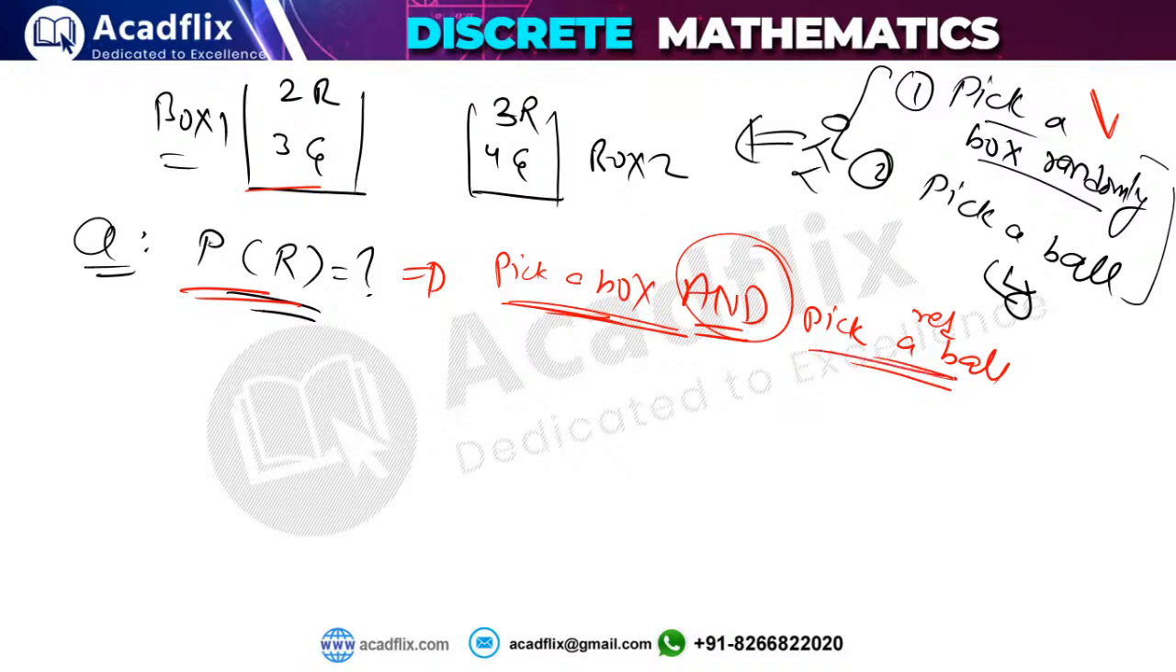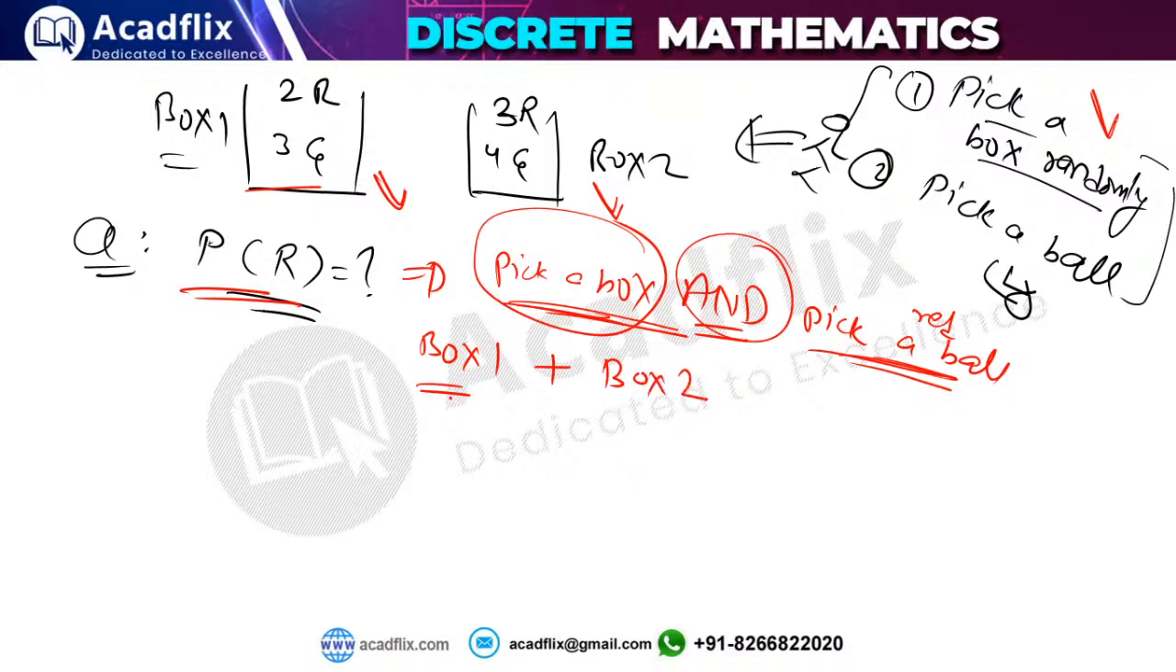Okay, then you can pick a red ball. Then you need to pick a red ball. So what you can do, either you can pick box 1 or you can pick box 2. When you are picking a box, either you can pick box 1 or you can pick box 2. Basically you can do like this: either box 1 or, meaning plus. I told you in the summation rule that for "or" this summation will come. So either you can pick a box 1 or you can pick a box 2.